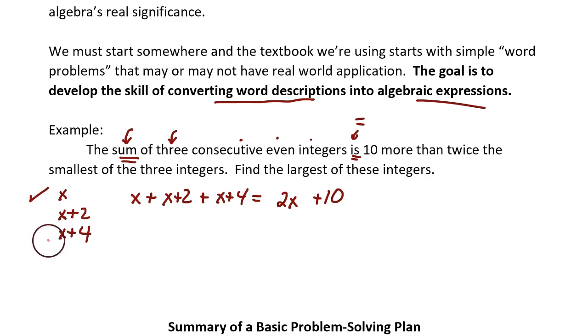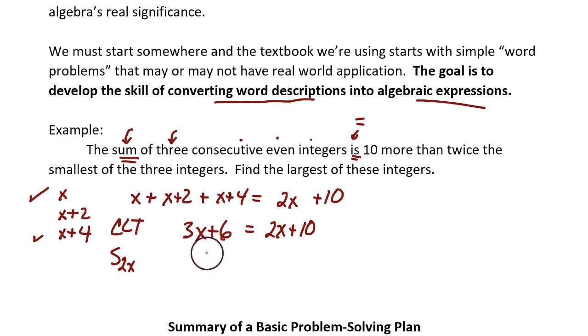Once we know the smallest number, we can go x plus 4 to get the largest. Let's combine like terms. x plus x plus x is 3x. 2 plus 4 is 6. Next, subtract 2x from both sides. 3x subtract 2x is 1x. On the right side, 2x subtract 2x is nothing. There's still a 10 there. Now subtract 6 from both sides. We get x equals 4.